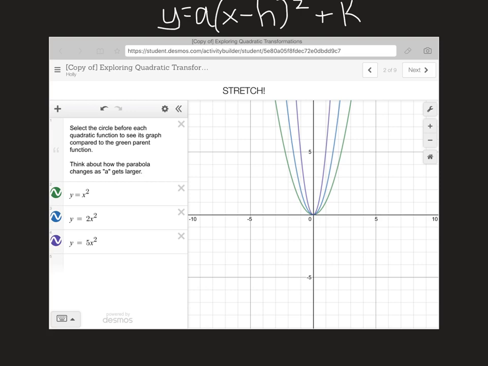Basically, if a is greater than 1, it's going to increase faster than the parent function, and so we would say it is being vertically stretched, meaning that it is moving up vertically faster than the parent function.